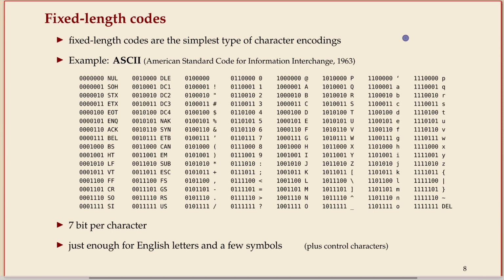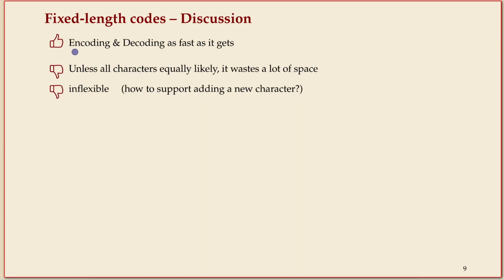It's very limited, but it's very simple. That's the good thing about it. So both encoding and decoding are as fast as you can possibly get. You can do it by table lookup, and it's very regular. It will probably use more space than necessary unless all the characters are equally likely to occur. And of course, it's super inflexible. What if you invent your new favorite emoji? Then you can't represent it.